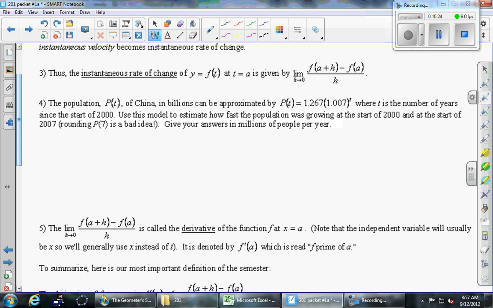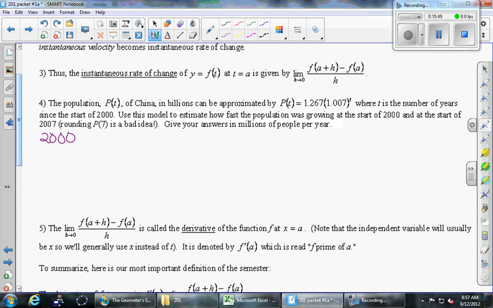At what rate was the population changing at the start of the year 2000? Because the rate at the start of the year 2000 is probably different from the rate on January 3rd of 2000, right? It's changing all the time. So we're going to really focus in at the start of 2000 and find how fast the population was growing. And we're going to do it by plugging in to that formula up above, same as the one we did before.